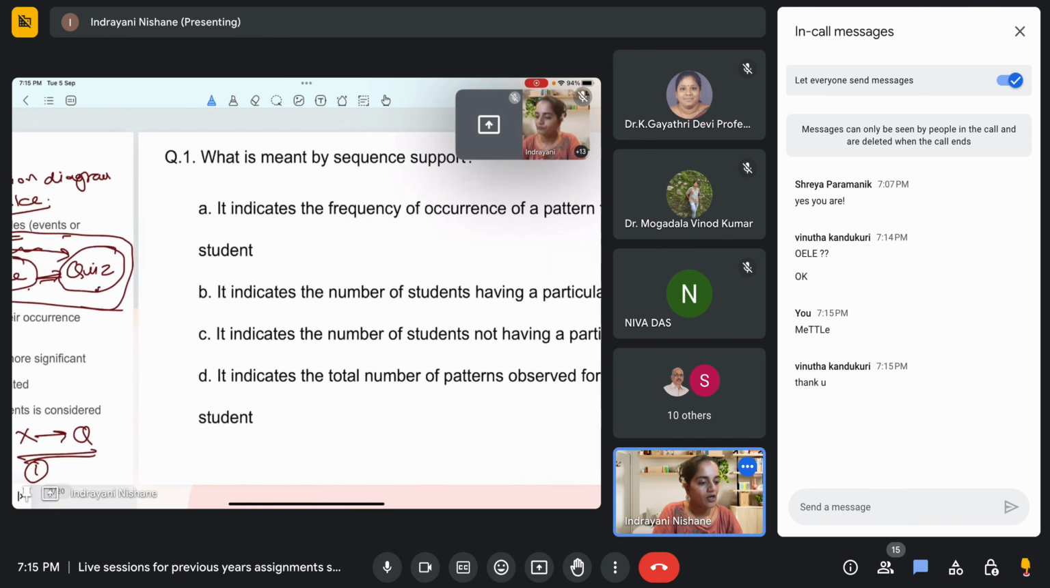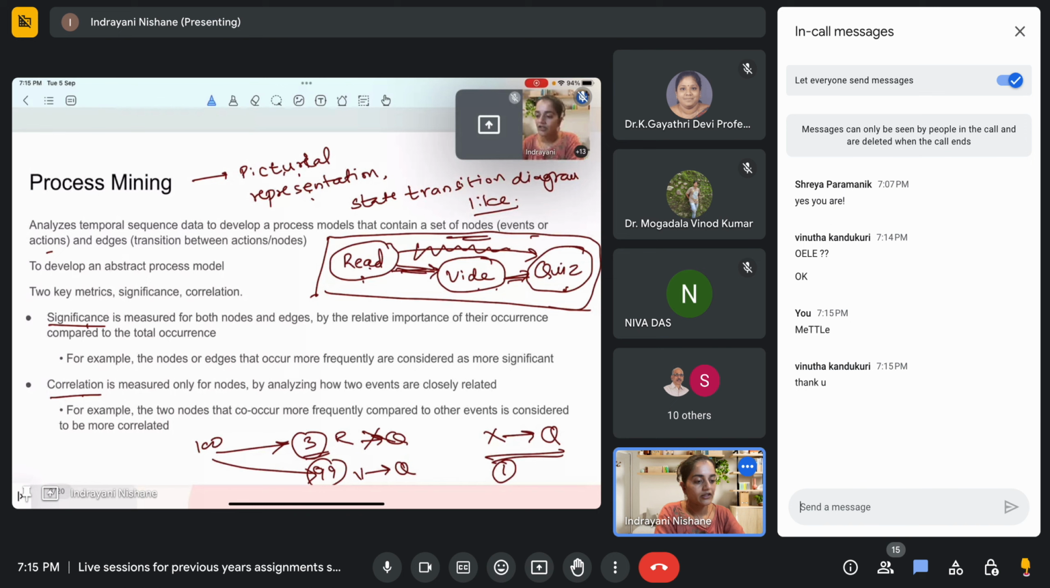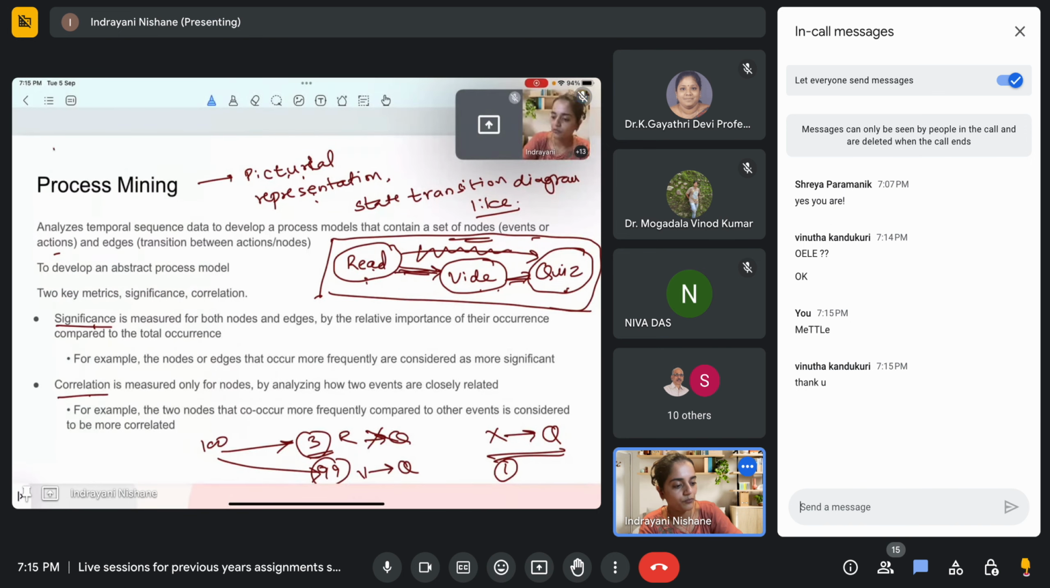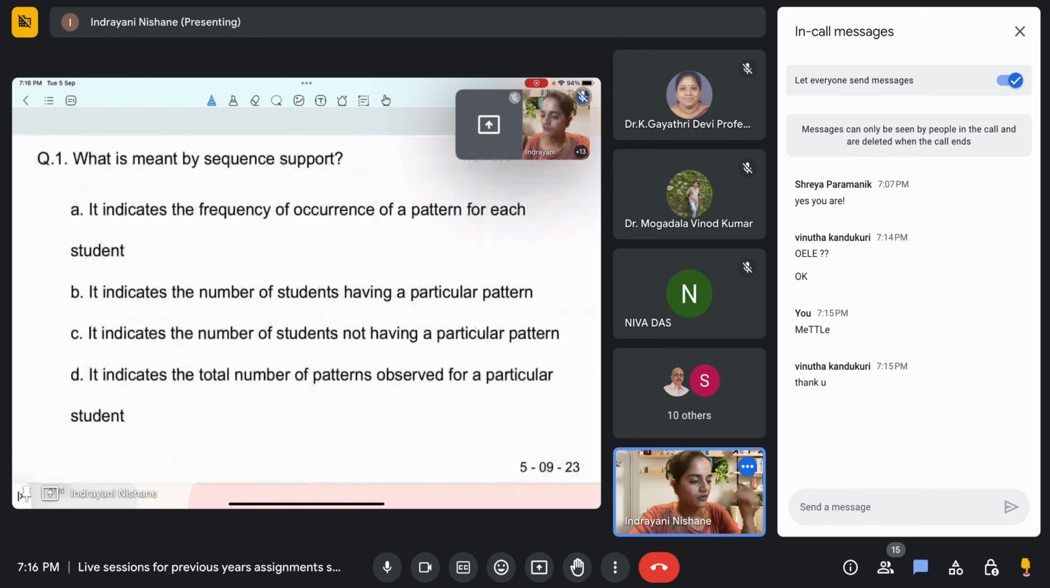Okay. So there is one more thing. There is a tool called ProM, which is open source, and that is frequently used for process mining. Yeah. So ProM is the tool, and there are quite a few mining algorithms which are used under ProM to create the process models. Okay.